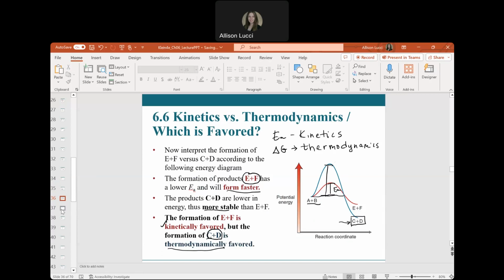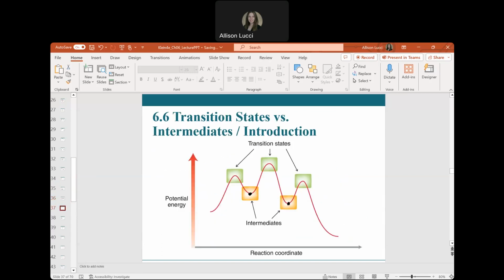All right, so let's take a look at our next slide here. And what else can we tell from these energy diagrams? So here we see three different transition states. So these are the maxima, the peaks of our energy diagram curve. And down below where these dots are, we see 2 points of intermediates.